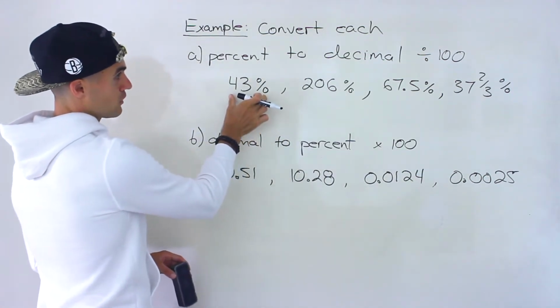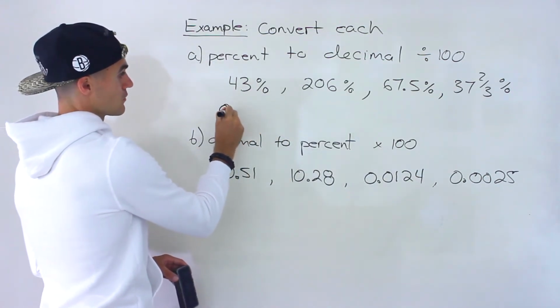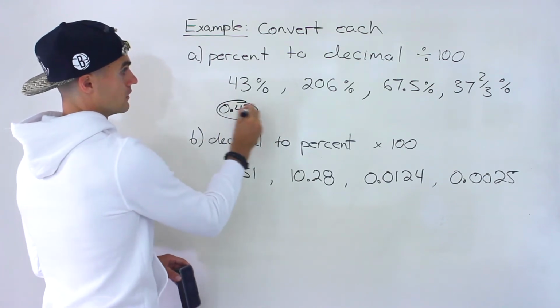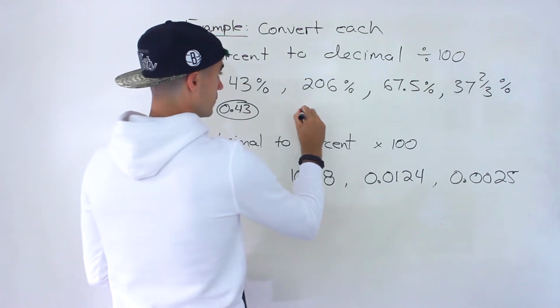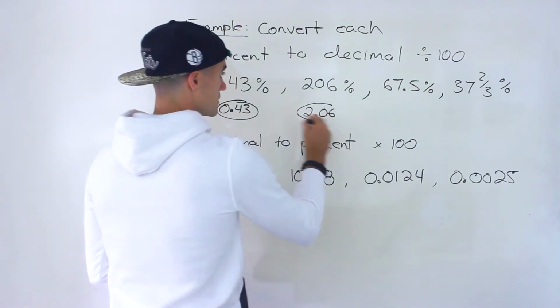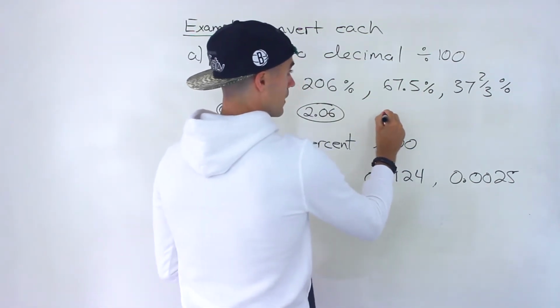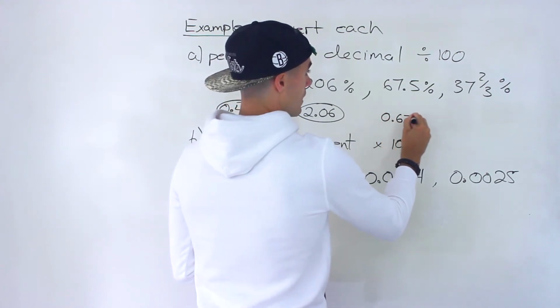So if we take 43% divided by 100, we would get 0.43. If we take 206% divided by 100, we would get 2.06. 67.5% divided by 100 would give us 0.675.